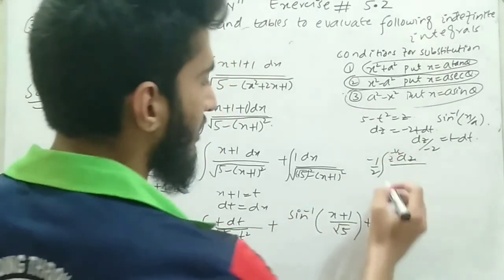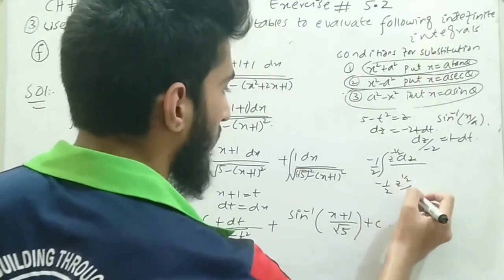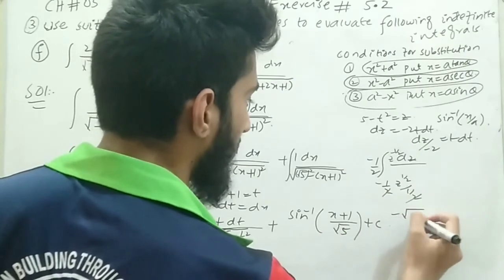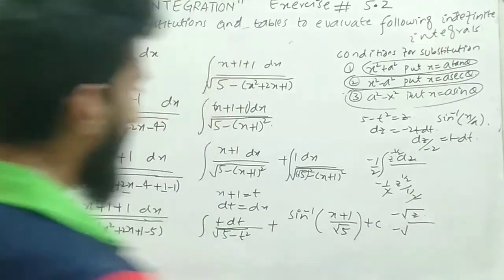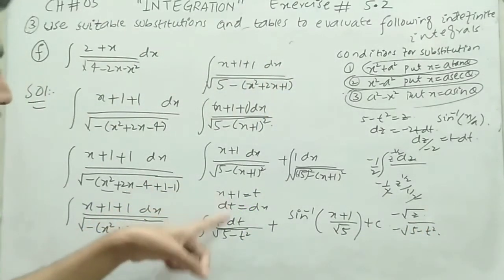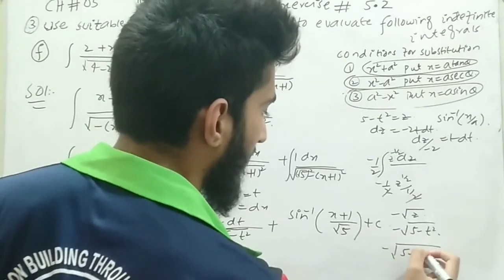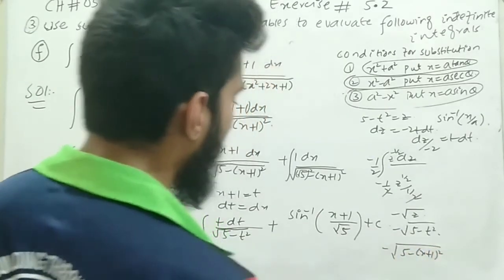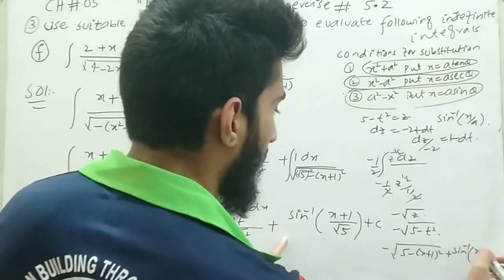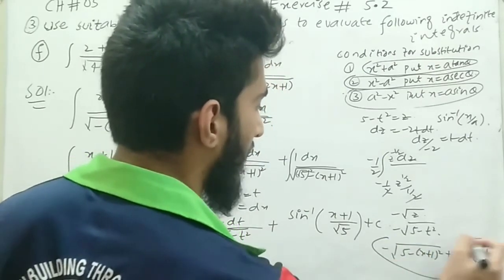Now using the generalized power rule, it becomes minus 1 over 2, z power 1 over 2 divided by 1 over 2, it will go to the numerator, so 2 will cancel out with 2, we are left with minus square root of z. Now the value of z is actually 5 minus t square, and the value of t is x plus 1, so it becomes minus the square root of 5 minus (x plus 1) whole square, plus sine inverse of (x plus 1) divided by the square root of 5 and plus constant of integration. This is the required result.